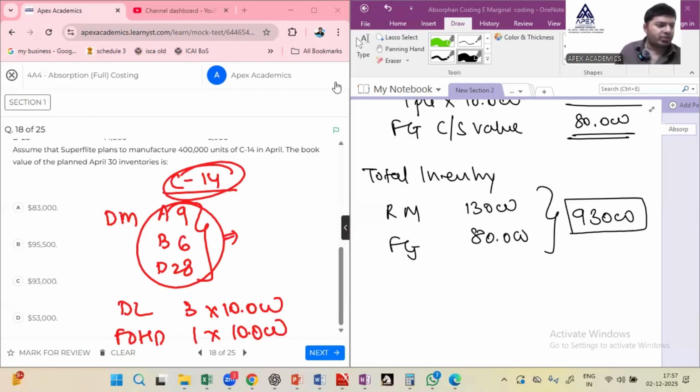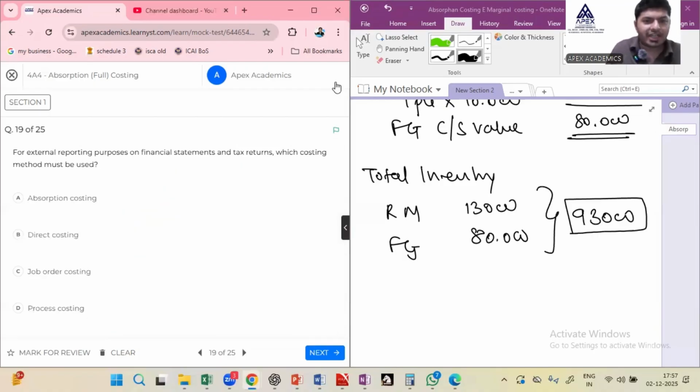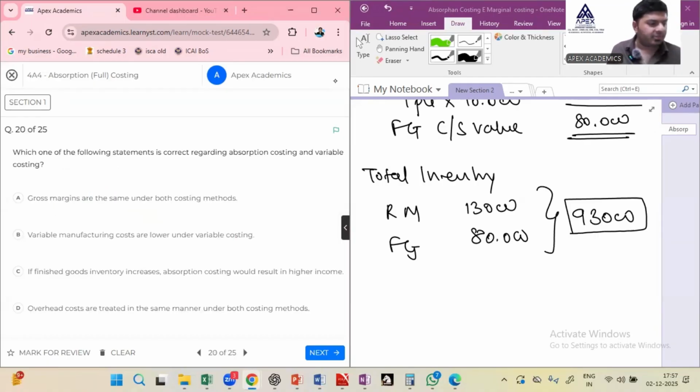Now let's go to question number 19. For external reporting purposes in financial statements and tax, which costing method is used? Absorption costing method is always used for external reporting purposes. Question number 20 asks us, which of the following statements is correct regarding absorption and variable costing?